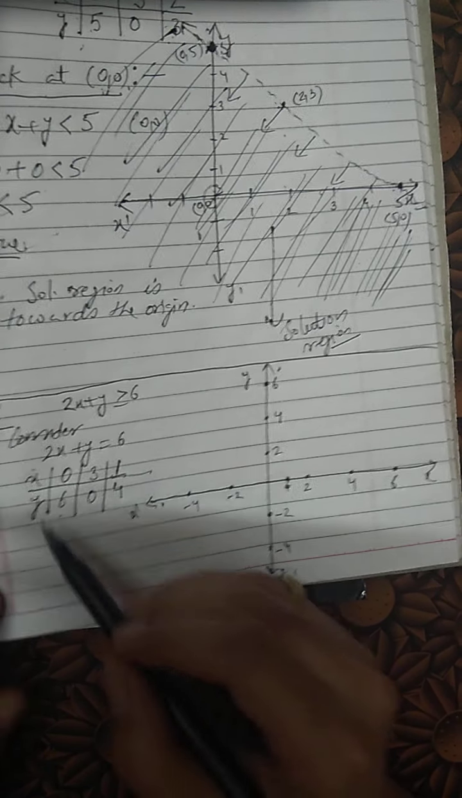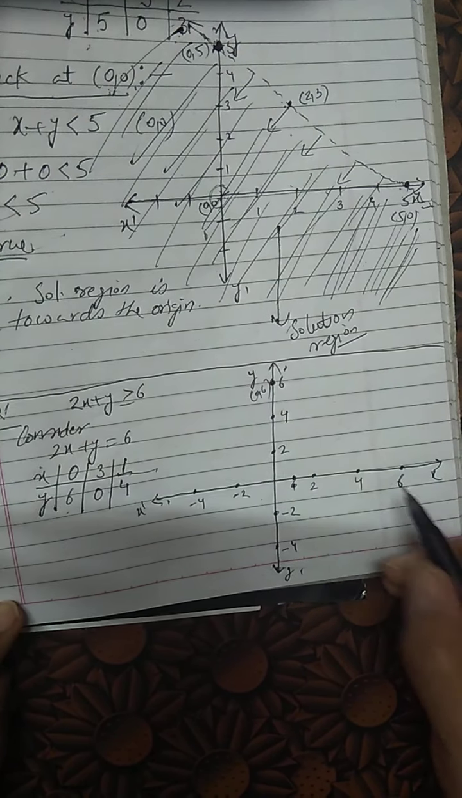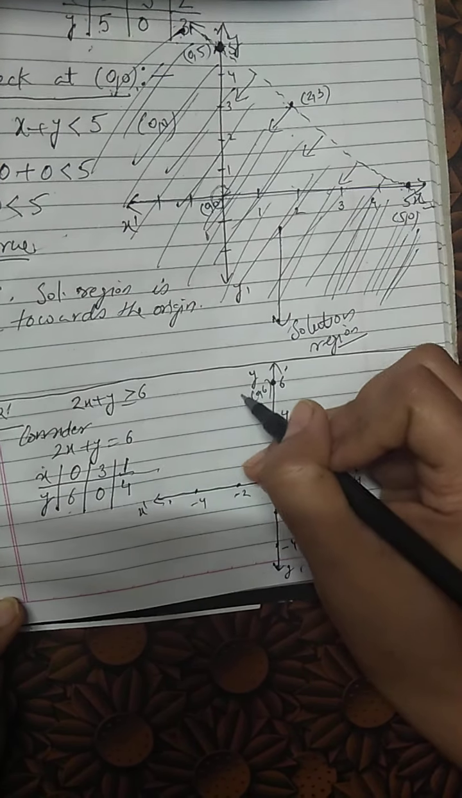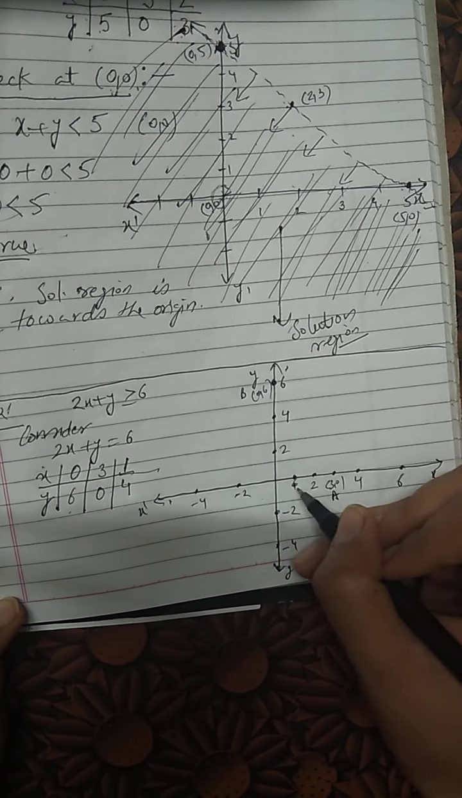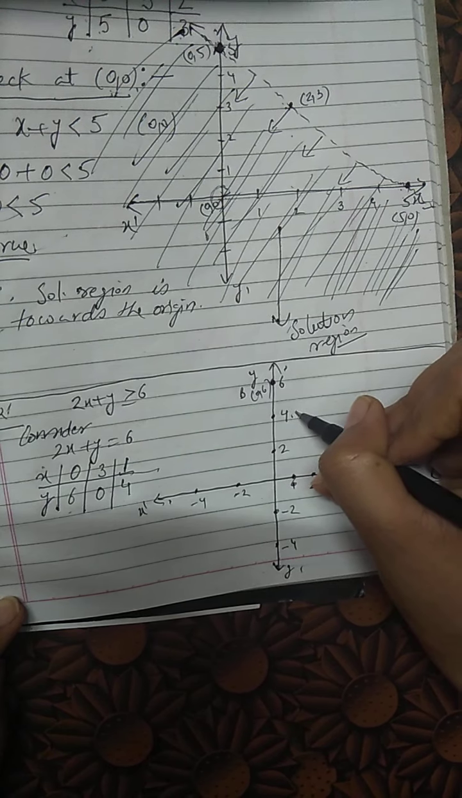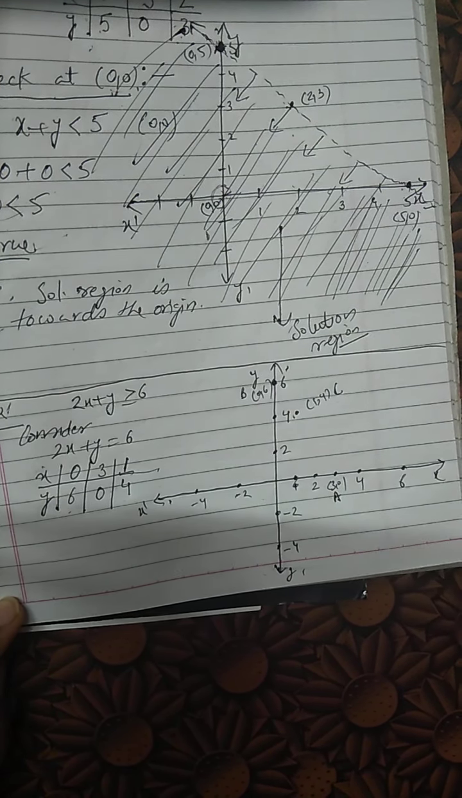Now let us plot. When x is 0, y is 6, this point is 0, 6. When x is 3, y is 0, so 3 will lie here, 3, 0. If you want, you can name the points also. It will be A, B. When x is 1, y is 4, so 1 will be here, 4 will be here. So you are getting the point 1, 4. Let it be point C.